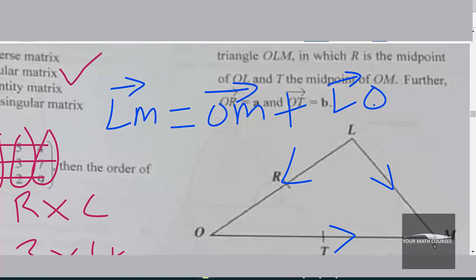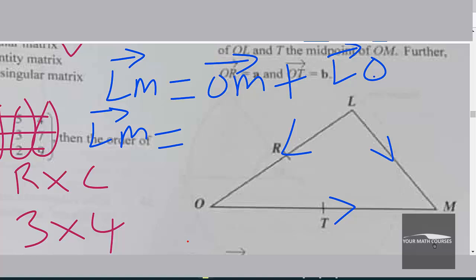Now, we need to take note of something, that this will now be equal to OM. Vector OM is 2 times of OT, 2 times of vector OT, because we're told that T is the midpoint. This is the midpoint. So this is equal to this. So 2 times of OT will give you OM.